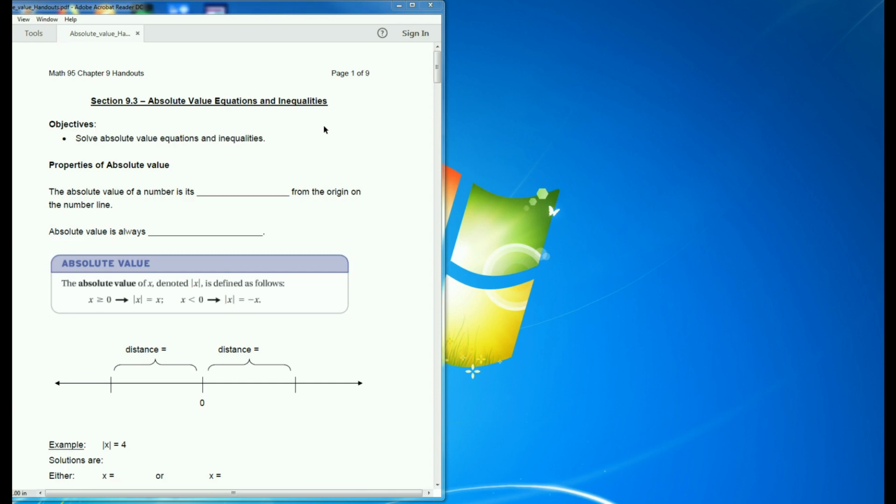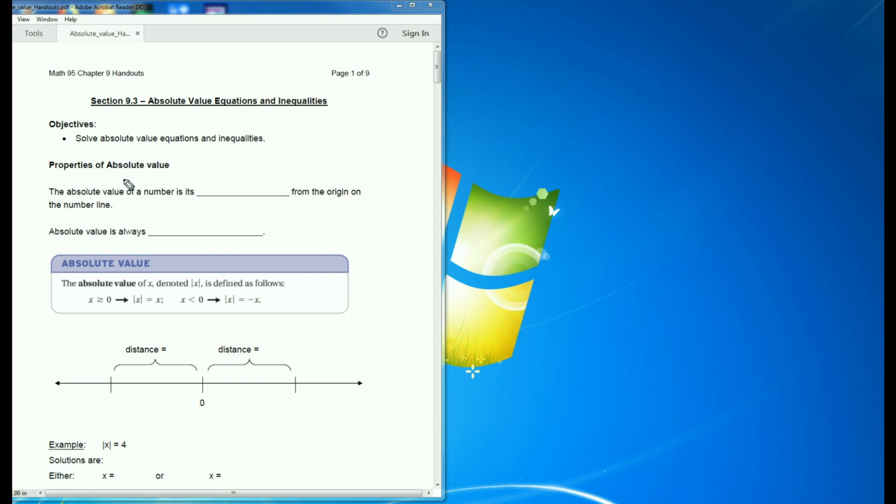But I'm concerned that people just don't fully understand the method, in particular for how to solve absolute value inequalities. So I thought I would just do a short-ish bonus lecture to review that particular section, section 9.3 from the book. Okay. All right, so the objective for the section is solving absolute value equations and inequalities.